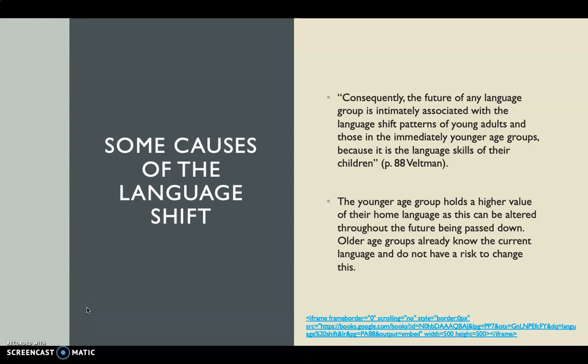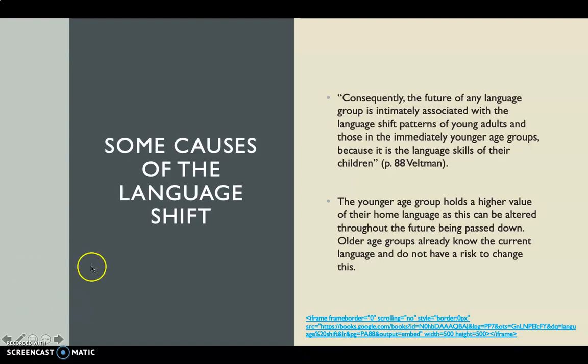Some causes of this language shift I found were that younger age groups have a bigger value of their language, and they were able to pass this on through generations. So these younger age groups can alter the way that a language is spoken. Older age groups already know their current language and don't have the need to change because they were already given the language they grew up on, their home language. And if they're an L2 learner, they're just trying to learn a second language and not trying to mess with the forming.